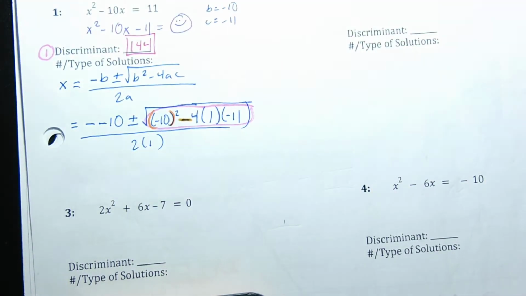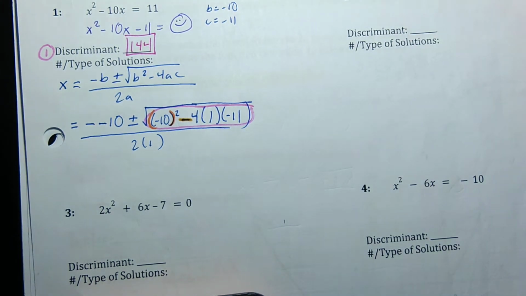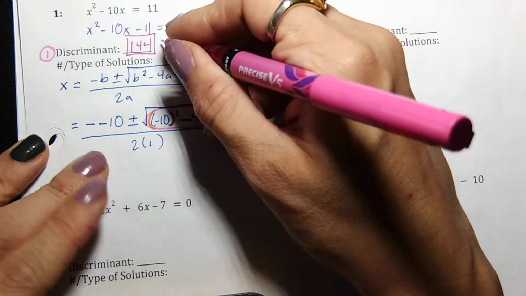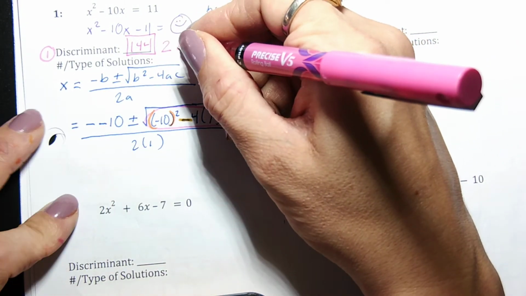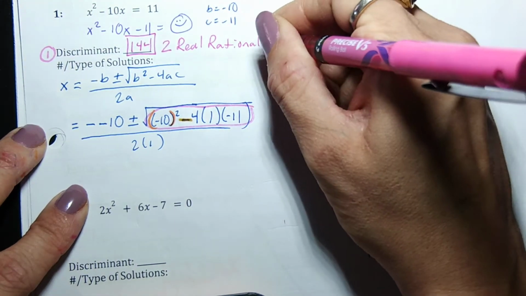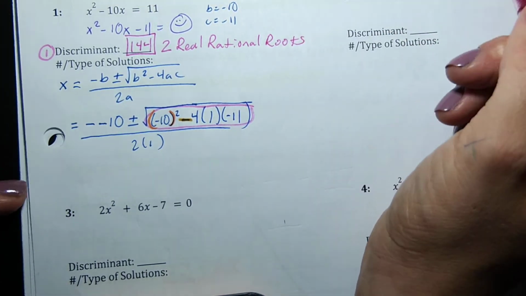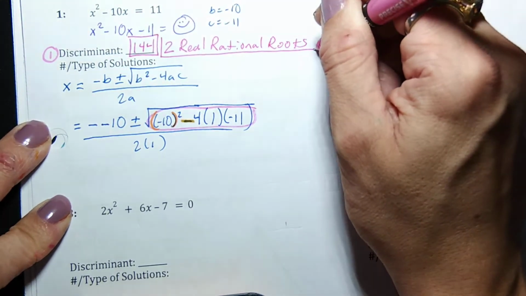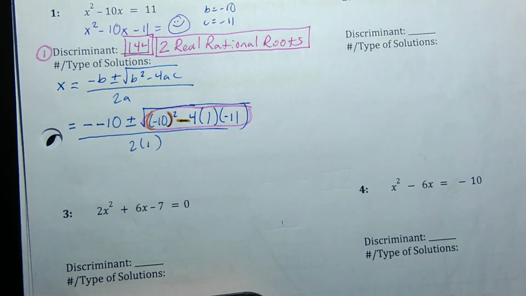Now I'm going to draw a box around 144 because that is a perfect square. So if I'm not going to end up with anything underneath that square root, what do we know about the types of solutions that we have? If the square root goes away, I've got no chance for irrationals, and I've got no chance for complex or imaginary roots. So my only possibilities are 2 real rational roots. And that's what's cool about the discriminant, is we can actually describe that from the get-go before we actually find what those roots are.